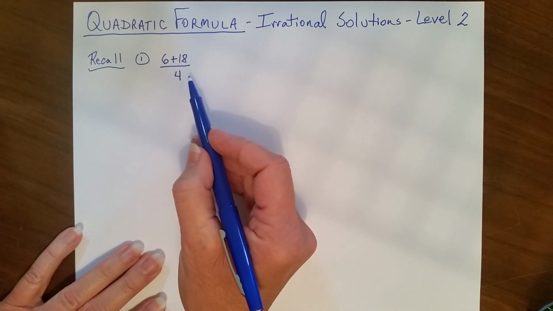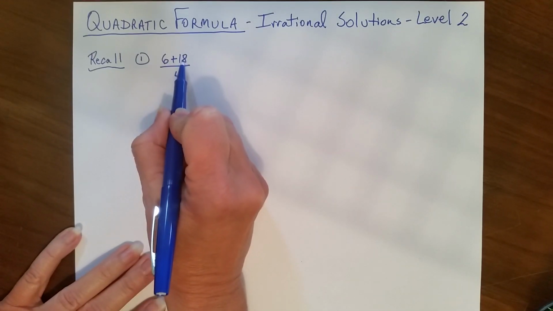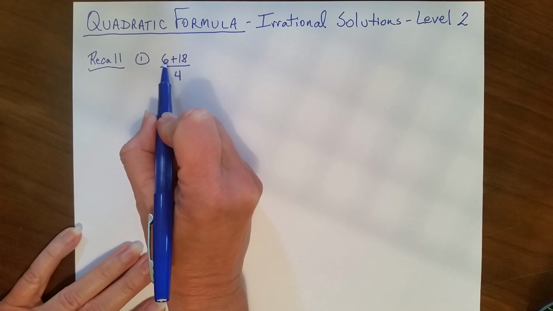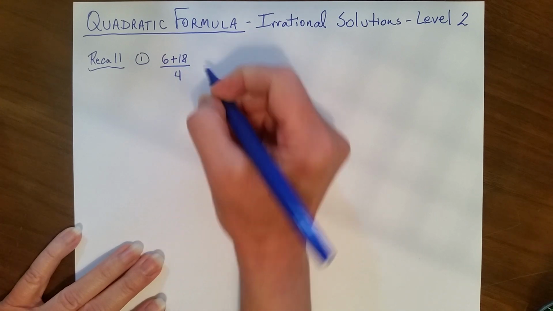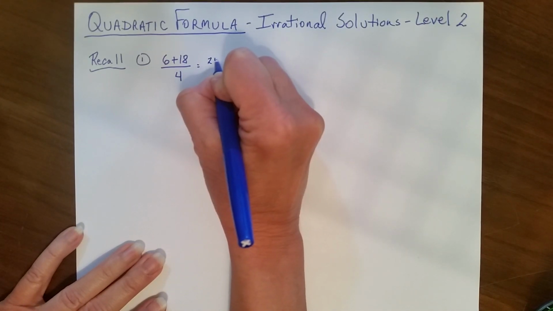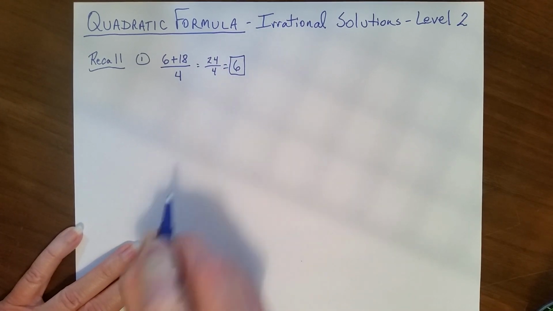Okay, first I want to recall a couple of things. First of all, if I have 6 plus 18 divided by 4, okay, we know 6 plus 18 is 24. So that's 24 divided by 4. So we know the correct answer for this would be 6.